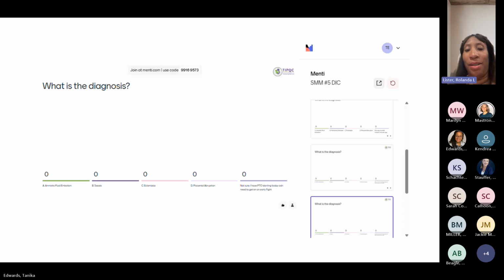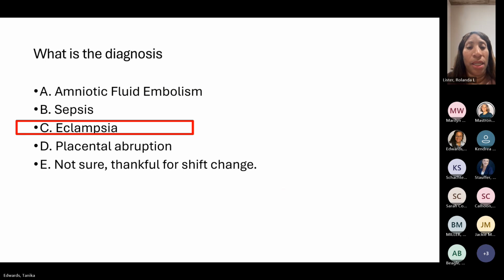So what is the diagnosis? I think I said it earlier, but go ahead and key it in. Okay. We have 1 for sepsis, 2 for eclampsia, and 2 for placental abruption so far. Okay. All right. So this patient suffered an eclamptic seizure. So she has eclampsia and she has DIC related to that. Next slide, please.